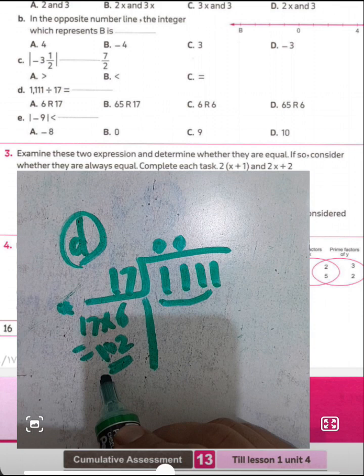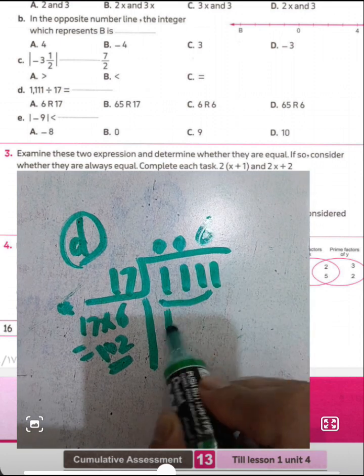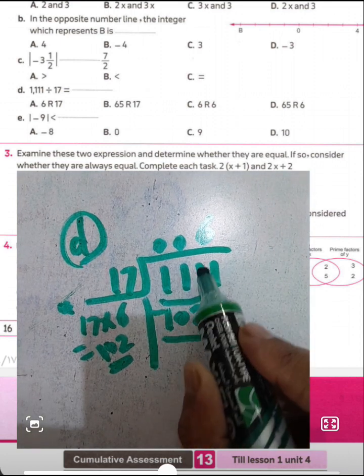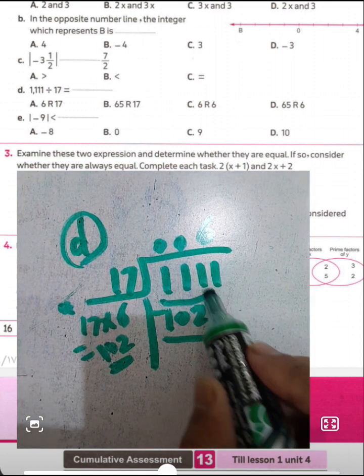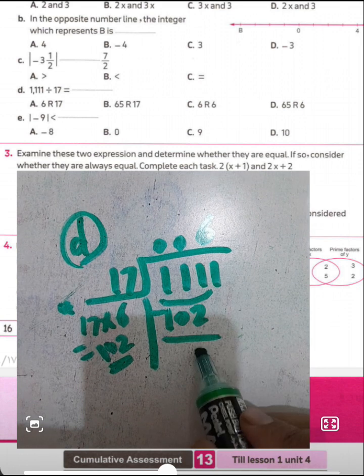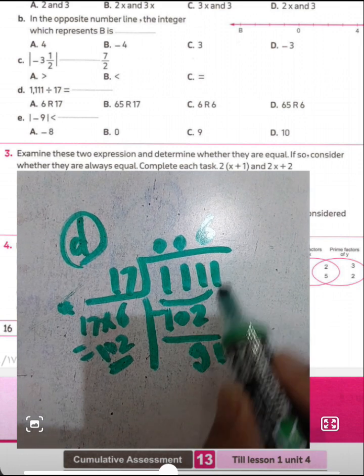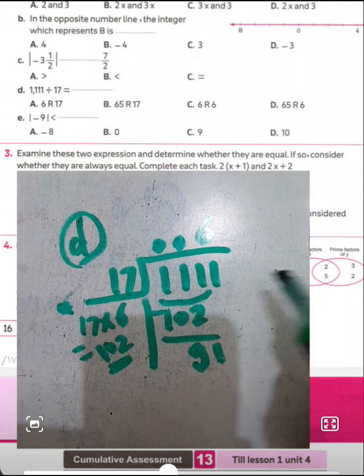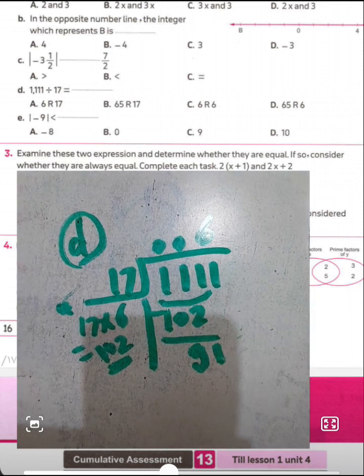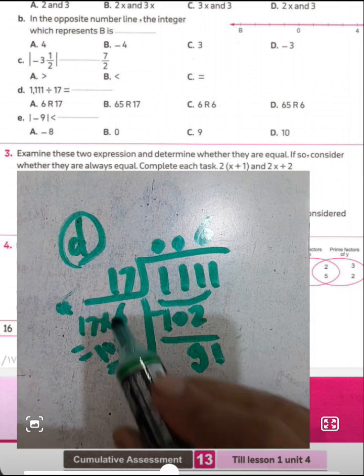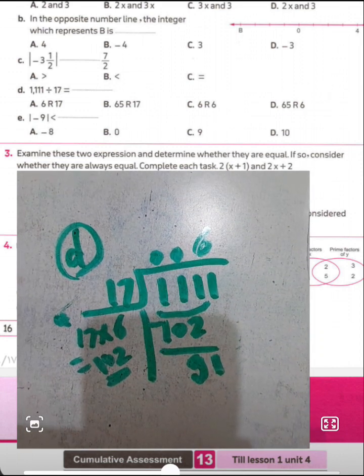Nearest to 111. Write 6 outside and 102 down. Find the difference between them. 2 minus 2, 1 minus 2, we can't do it, so you must pull 1 from 1 here. It will be 11 minus 2 equal 9. And then drop 1 here. 91 divided by 17, it will be 5, because 5 times 17 equal 85. Write 5 as a quotient.